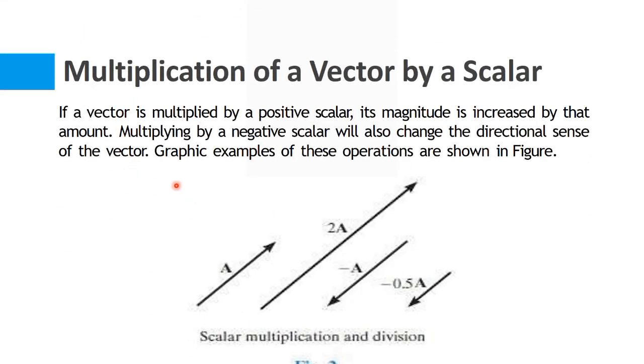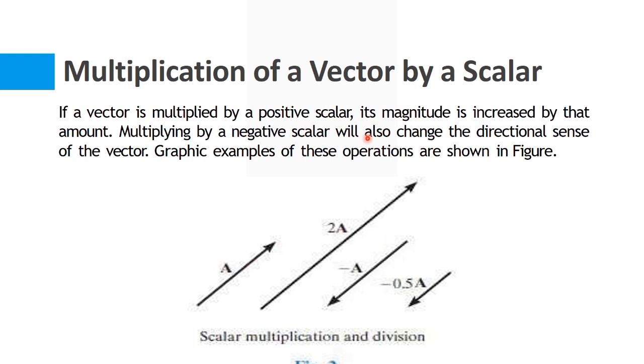Now we have to discuss the vector operations. So first of all, let's discuss the multiplication of a vector by a scalar. If a vector is multiplied by a positive scalar, its magnitude is increased by that amount. For example, let's say there is a vector A, and if we multiply the vector with the scalar 2, the magnitude of the vector A would be 2 times A.